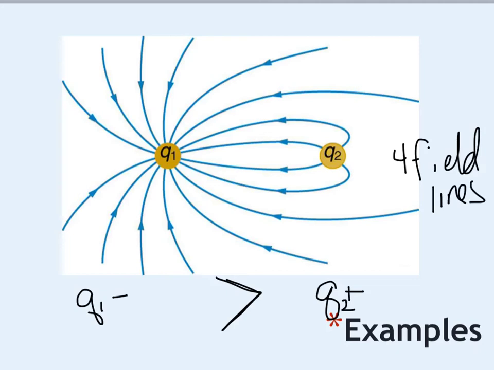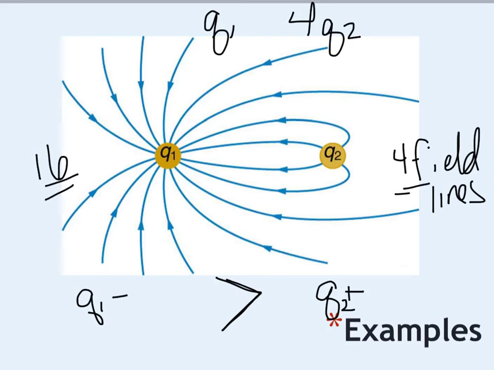Okay, and Q1, if we count them, it's got the 4 coming into it, 5, 6, 7, 8, 9, 10, 11, 12, 14, 15, 16. Okay, Q1 has 16 field lines. Q1 is 4 times as strong as Q2 because it has 16 field lines to the 4 from Q2. Okay, and notice these extra field lines that Q2 doesn't have don't connect to anything. So the number of field lines indicates the strength.